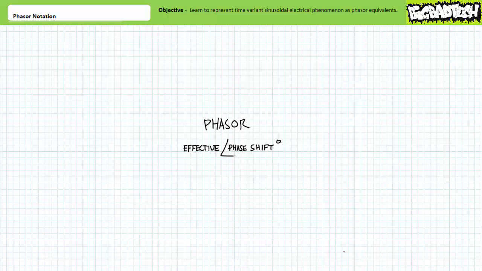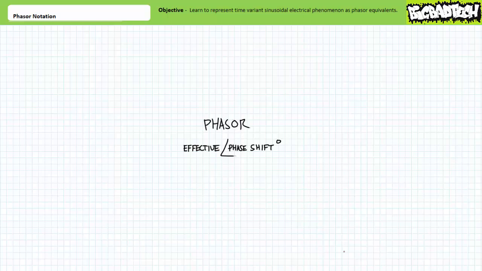Again, the phasor representation of time-variant sinusoidal phenomenon is quasi-equivalent to a complex number using polar format, where the magnitude is the effective value, not the peak value, the effective value, and the direction is the phase shift. We'll examine more applications of phasors in later lectures. Until then, this concludes this lecture.